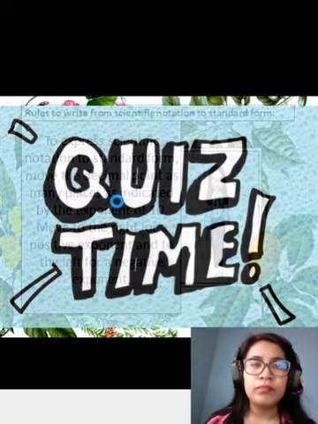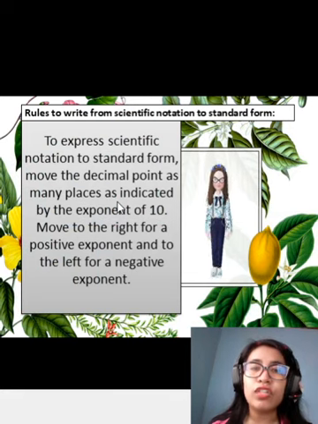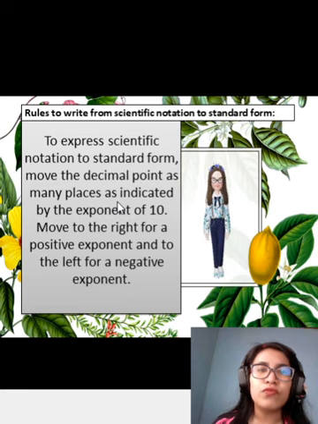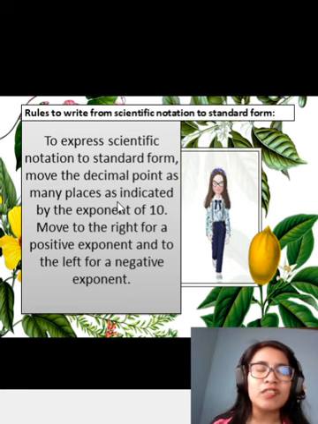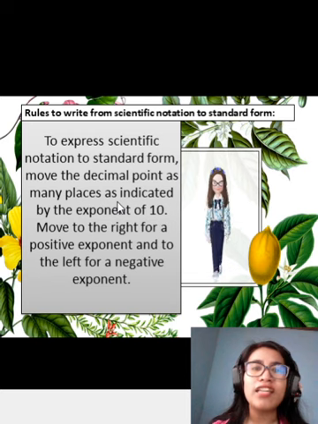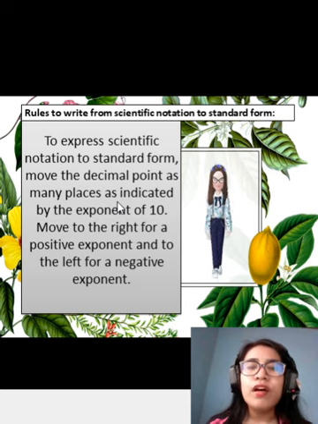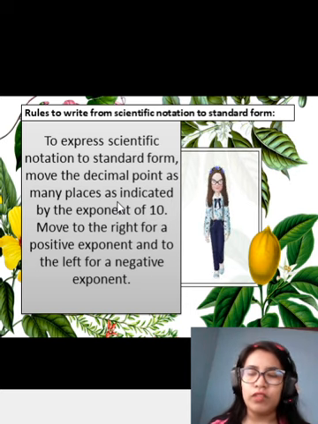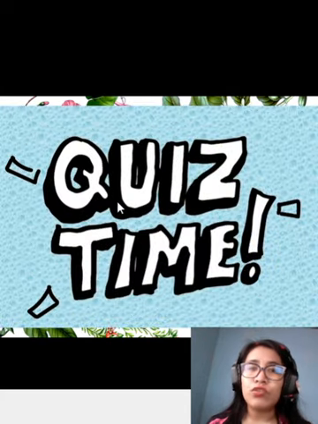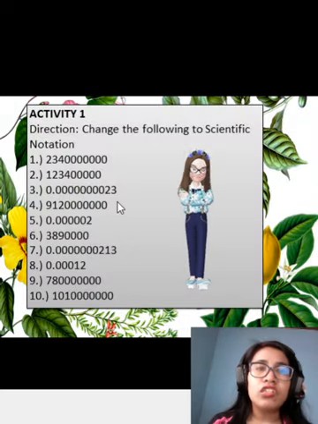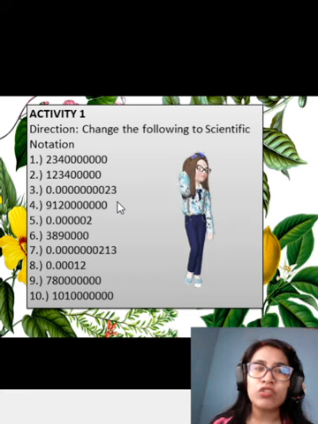Rules to write from scientific notation to standard form. To express scientific notation to standard form, move the decimal point as many places as indicated by the exponent of 10. Move to the right for a positive exponent and move to the left for a negative exponent. So let us go now to our quiz time or activity time. For activity 1, this time you need to change the following to scientific notation.